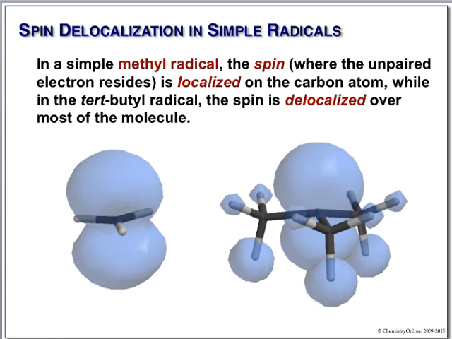Remember, our fundamental rule is if we spread out a charge, if we spread out, in this case, radical character, that makes it more stable. So the tertiary radical, much more stable than a methyl would be. And the order is exactly the same. We do resonance stabilized as the most stable, tertiary, secondary, primary, and then methyl. Any questions?